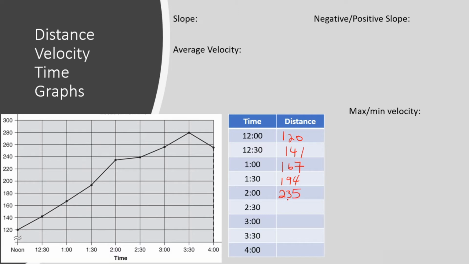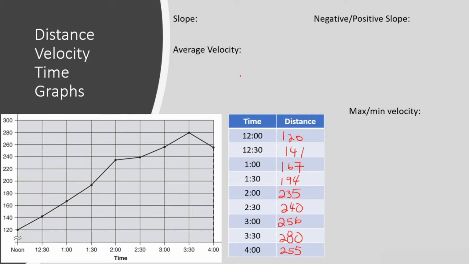At 2:30, could be 240. And then at 3 o'clock, maybe 256, kind of maxing out at 280. And then the graph goes down, and at 4 o'clock we're at 255 kilometers.